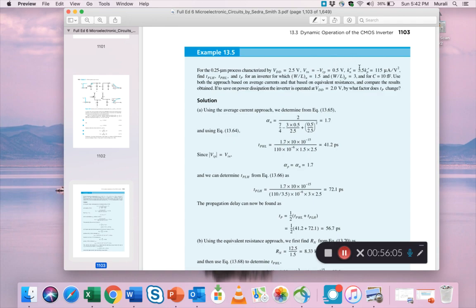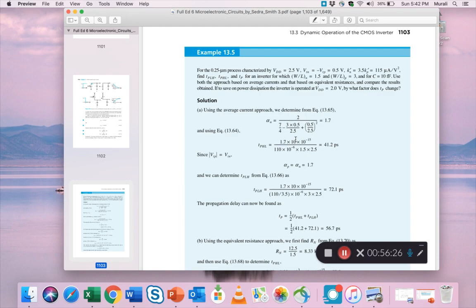So this is the solution to the example. There's a lot of values given. If you're using the average current approach first, the important thing is to find alpha n first, and there is a formula for it. It's equation 13.65 if you want to look it up. Then plug it into another formula, which is 13.64.